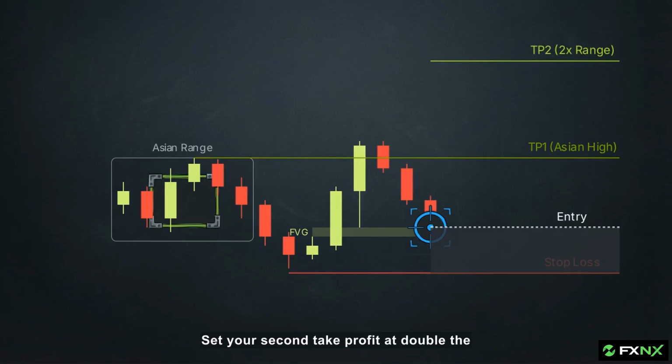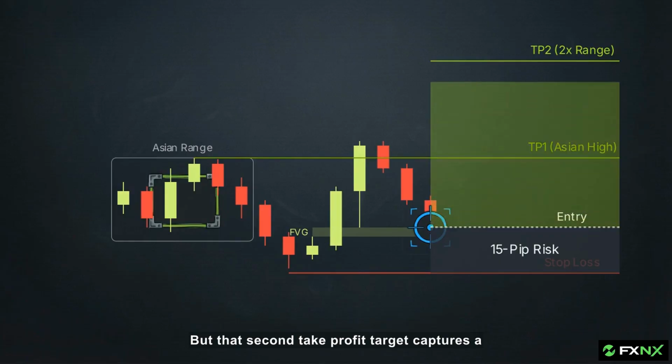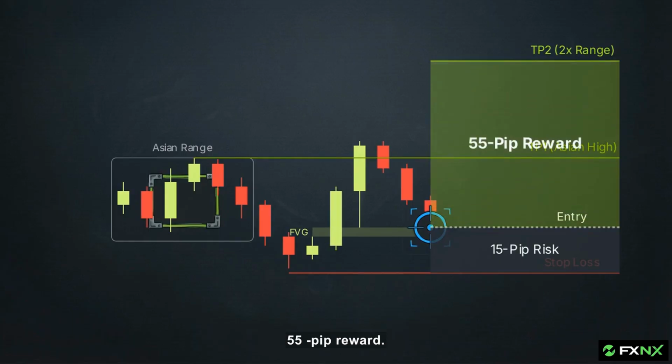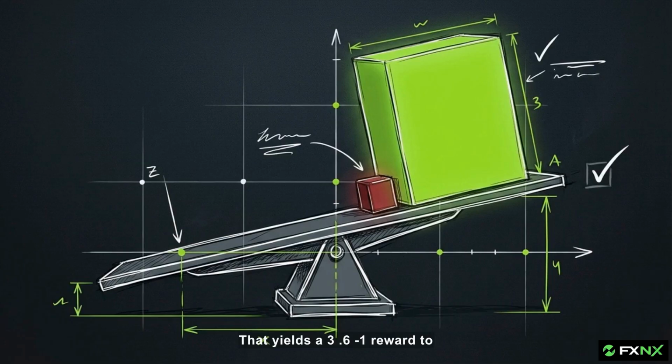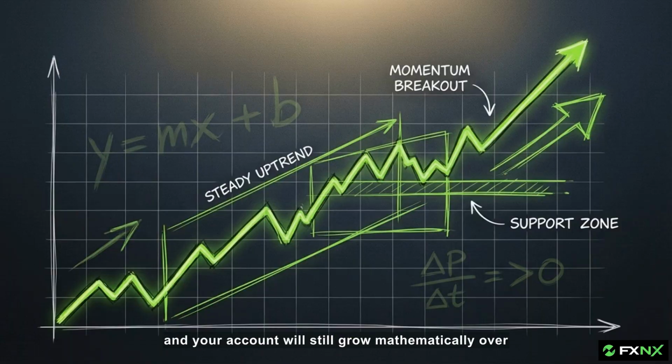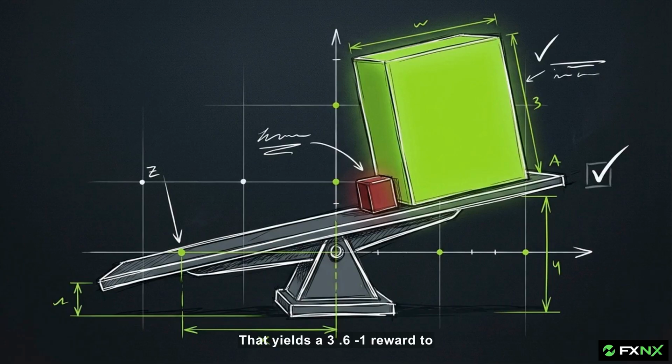Set your second take profit at double the height of the entire Asian range box. In this scenario, your stop loss exposes you to a 15 pip risk, but that second take profit target captures a 55 pip reward. That yields a 3.6 to 1 reward to risk ratio. With those mechanics, your win rate can drop below 50%, and your account will still grow mathematically over time.